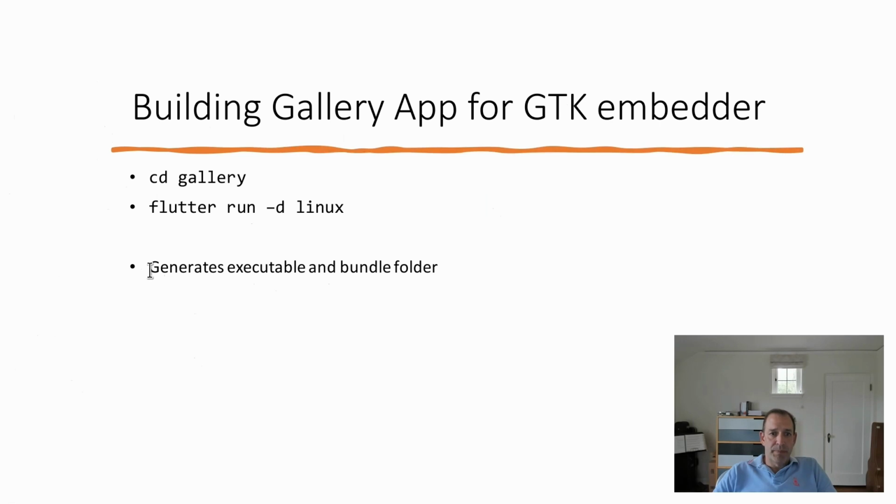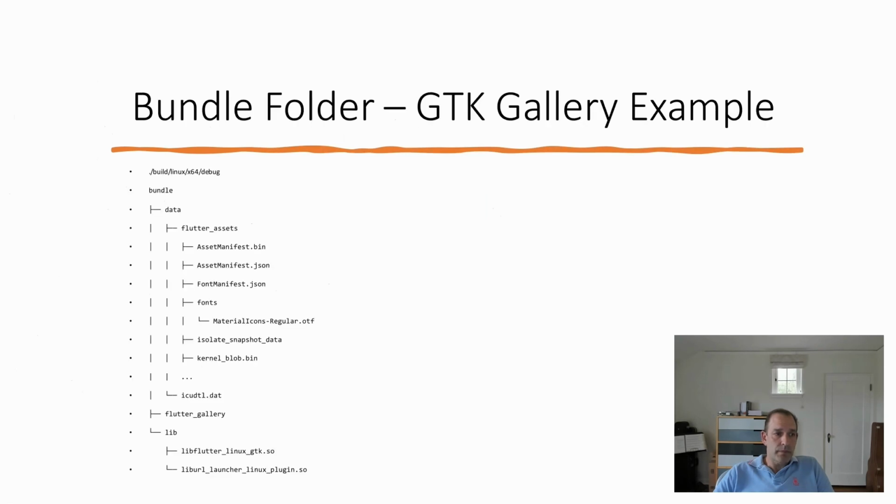So what this does, this generates an executable and a build folder. And looking at the build folder, it creates a bundle. So within the build folder, we can see there is at the root the bundle right here, and then we have data, and then flutter_assets. So flutter_assets is the output of flutter build bundle, and that generates the flutter_assets folder. So that's one step in the build.